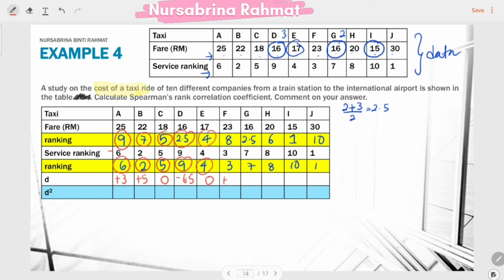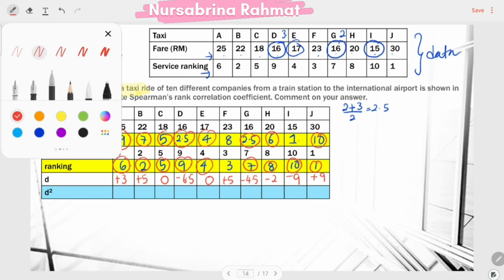8 minus 3 is positive 5. 2.5 minus 7 becomes negative 4.5. 6 minus 8 is negative 2. 1 minus 10 is negative 9, and 10 minus 1 is positive 9.